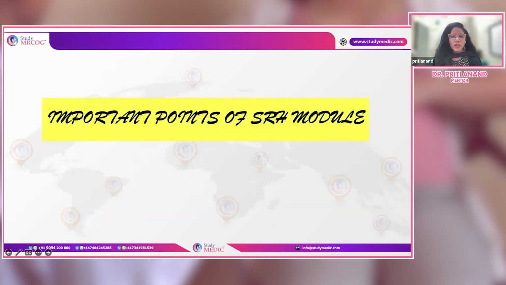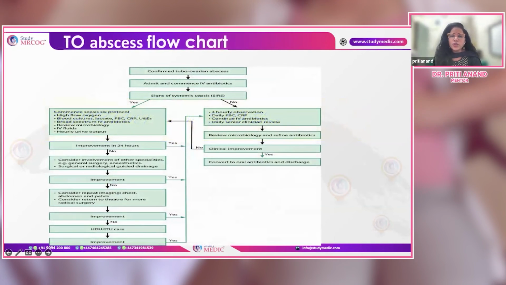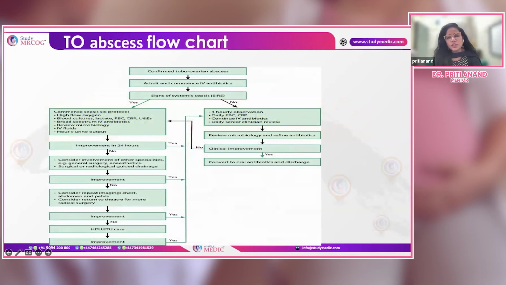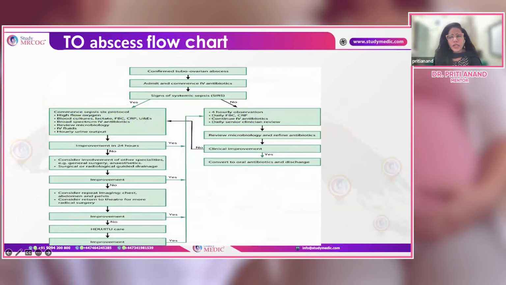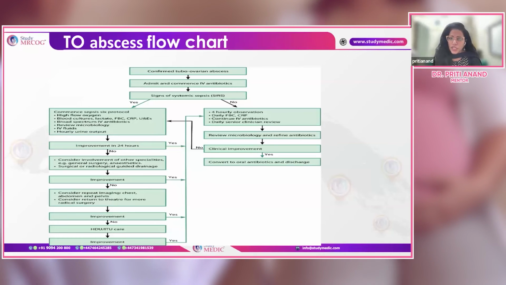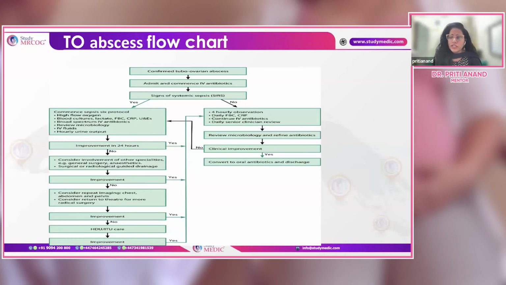Finally, a few important points of the SRH module, like TO abscess. If the patient comes with a TO abscess, you have to admit her and commence IV antibiotics. If she has signs and symptoms of sepsis, deal with the sepsis first.